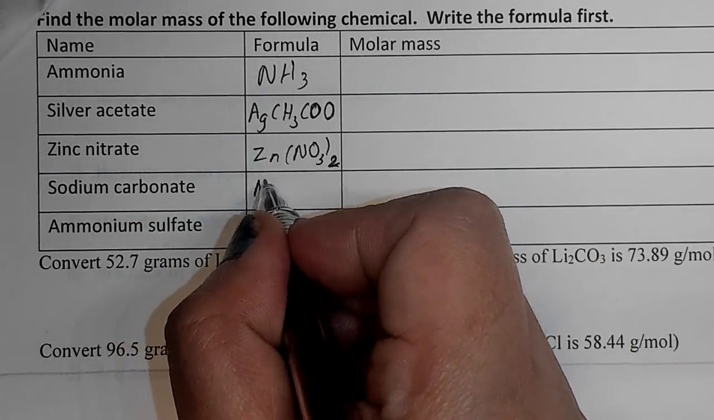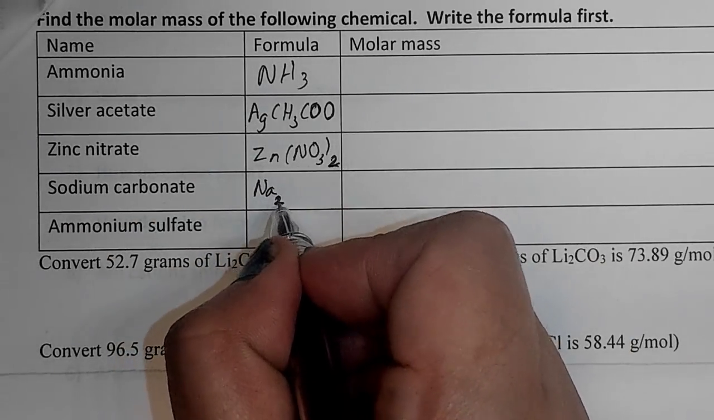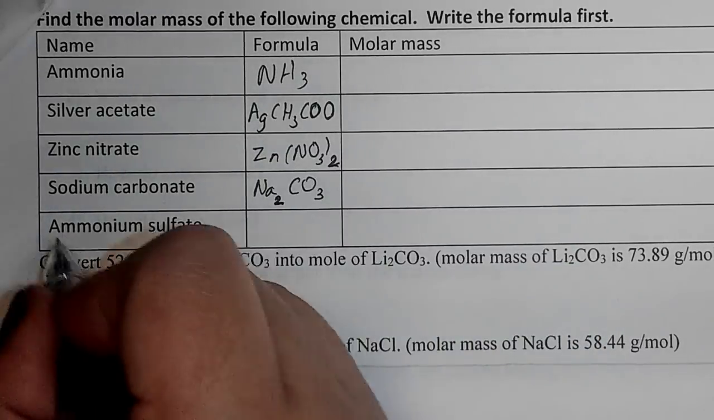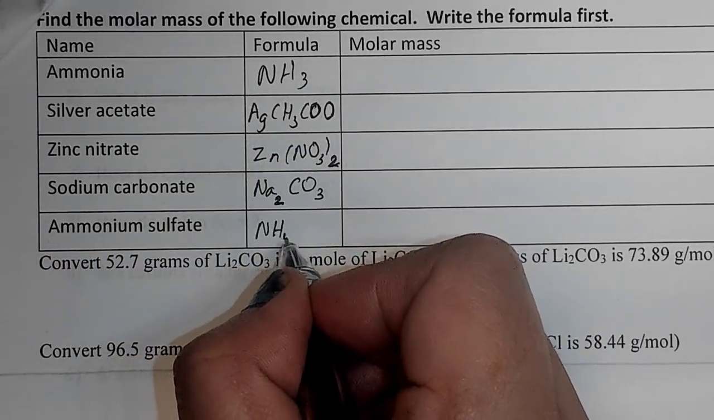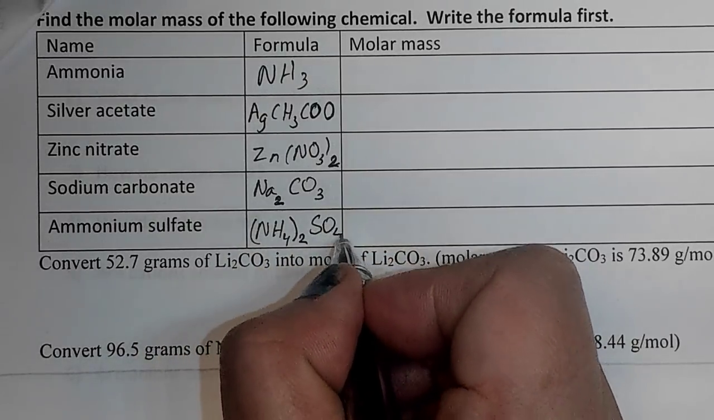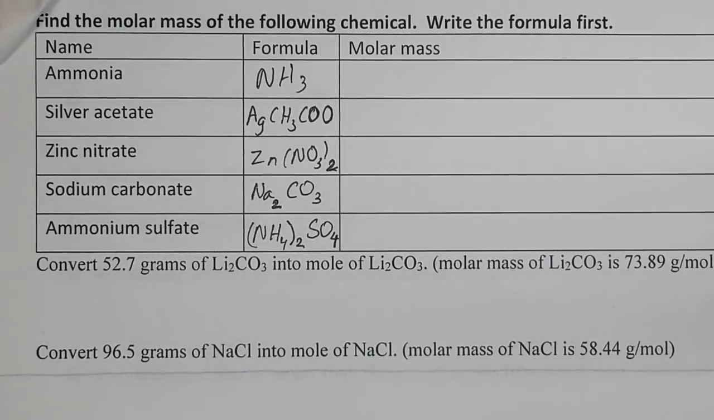Sodium, I'm going to put 2 there because it's plus 1. Carbonate is minus 2. Okay, that's why. Ammonium, NH4. I'm going to do 2 there because it's plus 1. Sulfate is minus 2. All right, now we're going to balance them.